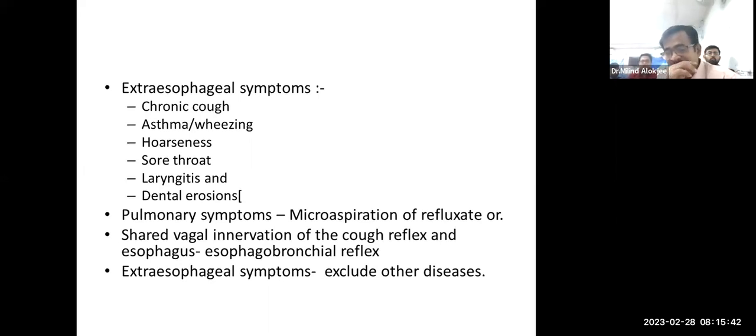There may be some extraesophageal symptoms like chronic cough, asthma, wheezing, hoarseness, sore throat, laryngitis, and dental erosions. The pulmonary symptoms in reflux are explained by microaspiration of the refluxate, or there is shared vagal innervation of the cough reflex and the esophagus, described as esophageal reflex. So, extraesophageal symptoms are situations where you need some investigation to confirm the diagnosis before starting empiric therapy to exclude other diseases.